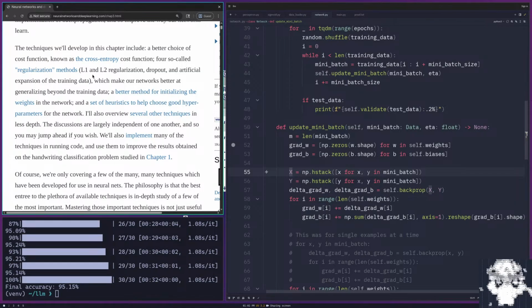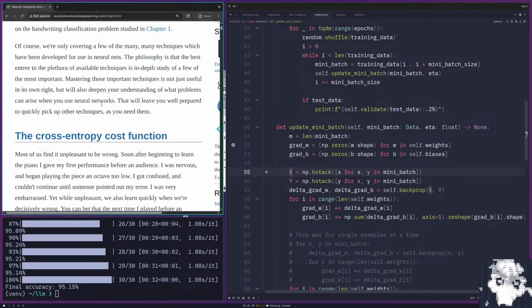I'll also overview several other techniques in less depth. The discussions are largely independent of one another, and so you may jump ahead if you wish. We'll also implement many of the techniques in running code and use them to improve the results obtained in the handwriting classification problem studied in Chapter 1.